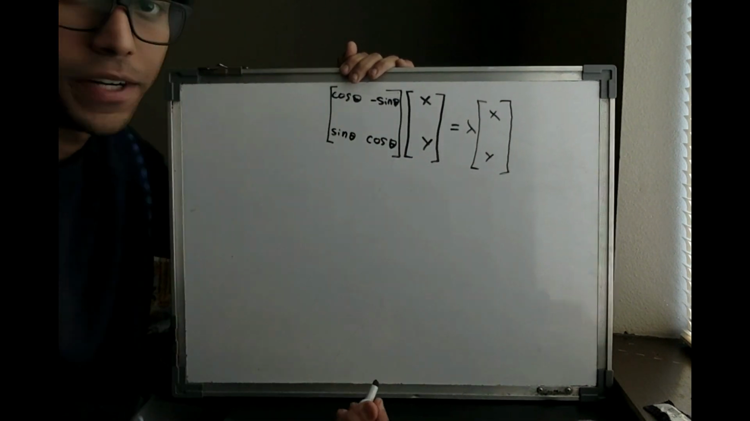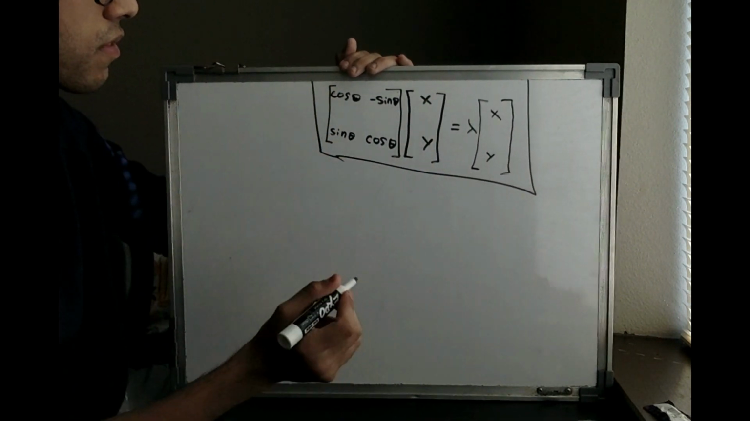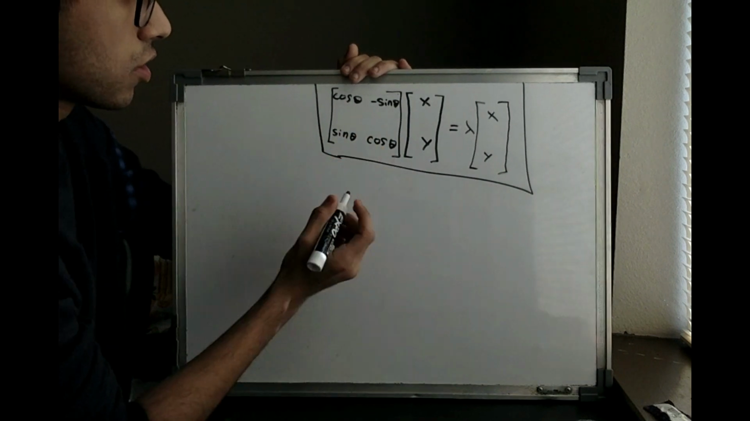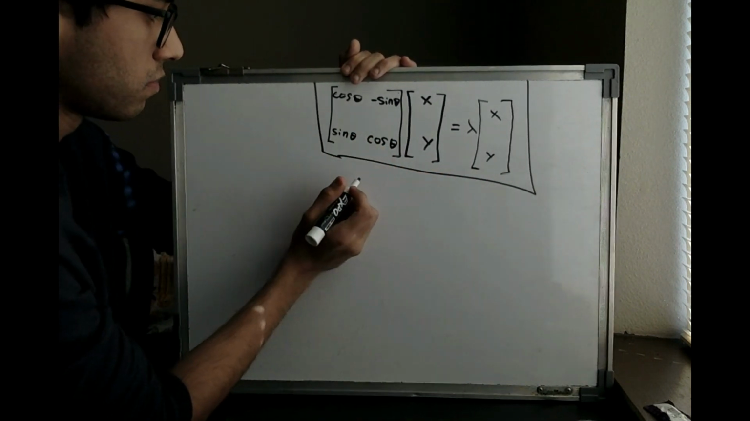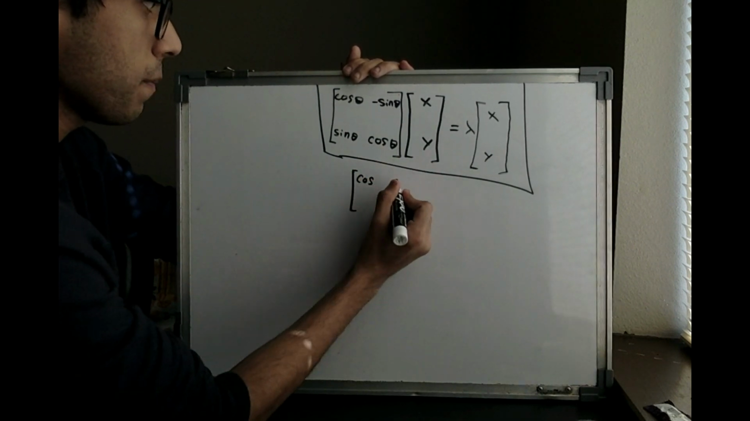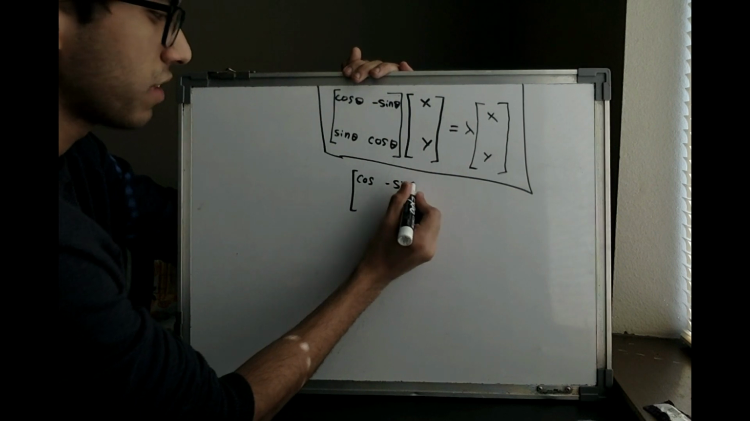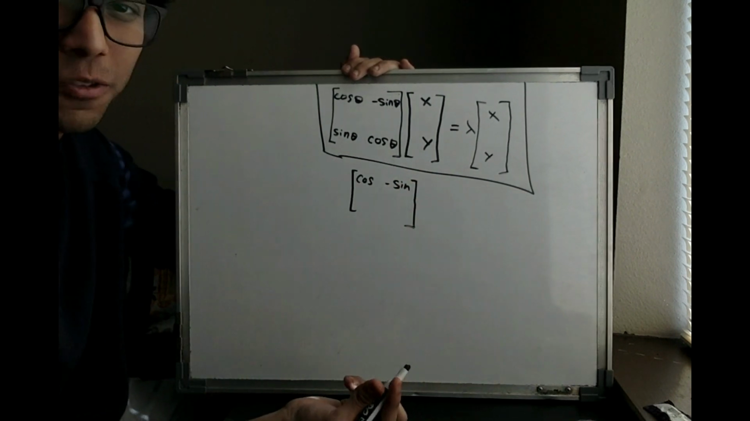So now let's try to operate on this important equation. Now I can take the lambda minus I times A vector. Let's say cosine, negative sine. I'm omitting theta for now, but understand, when I just write cosine, it's cosine theta.